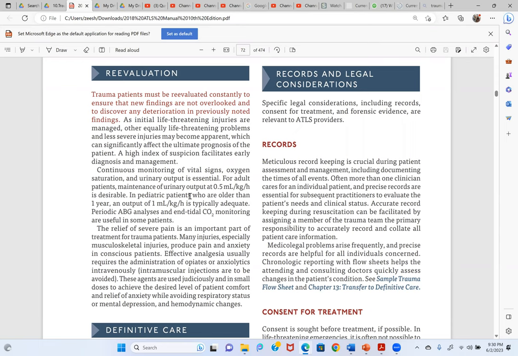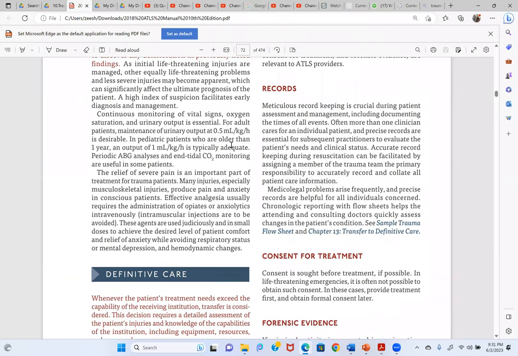This information will be helping you in other cases as well. This is just a revision: usually you should have at least 0.5 to 1 ml per kg per hour of urine. Similarly for a pediatric patient, after 1 year of age, 1 ml per kg per hour. If you forget, 0.5 to 1 ml per kg per hour is a good answer.